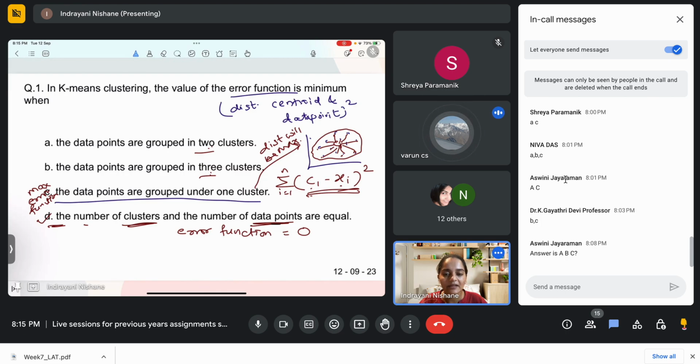Okay, got it. Then the difference between centroid and data point will be 0. So the error function will be 0. Okay. And for this thing, the distance will be maximum under one cluster. Right. Yeah, it will be maximum.